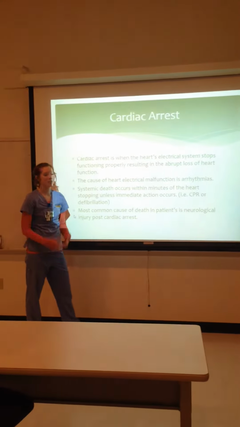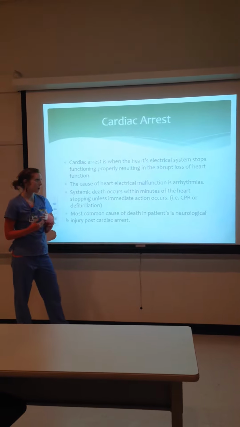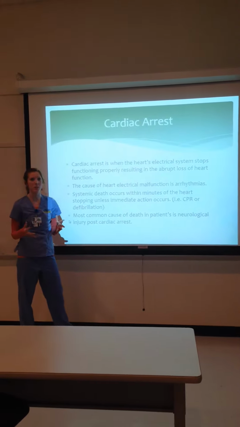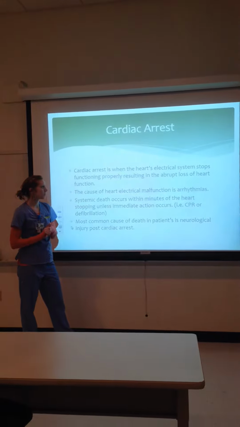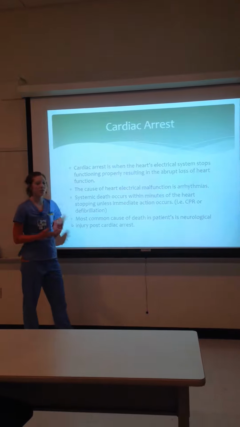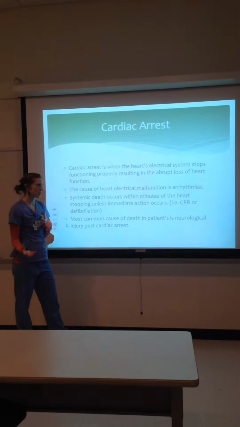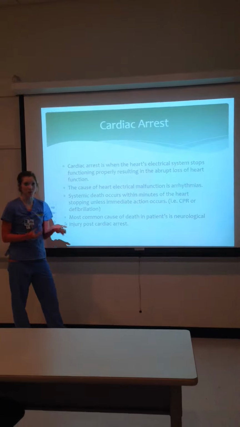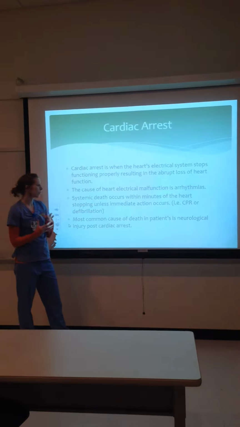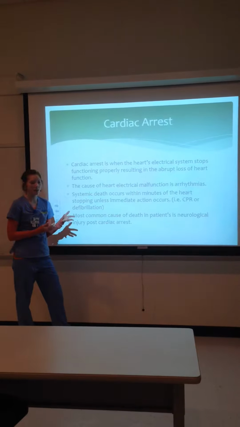So basically we want to start out first by outlining what cardiac arrest is. Cardiac arrest is when the heart's electrical system stops working, so your heart stops pumping blood to the extremities, and it results in the abrupt loss of heart function. The causes of cardiac arrest are basically dysrhythmias or anything that's affecting the electrical system of the heart to make it stop conducting and stop pumping blood with a pulse. Systemic death occurs within minutes of the heart stopping unless immediate action happens.